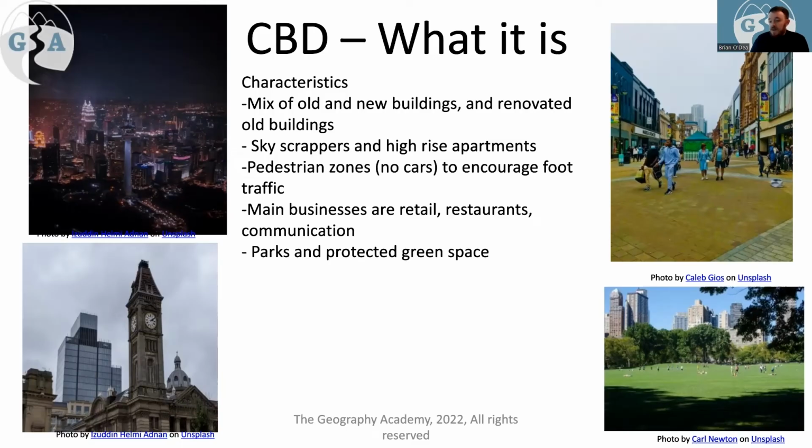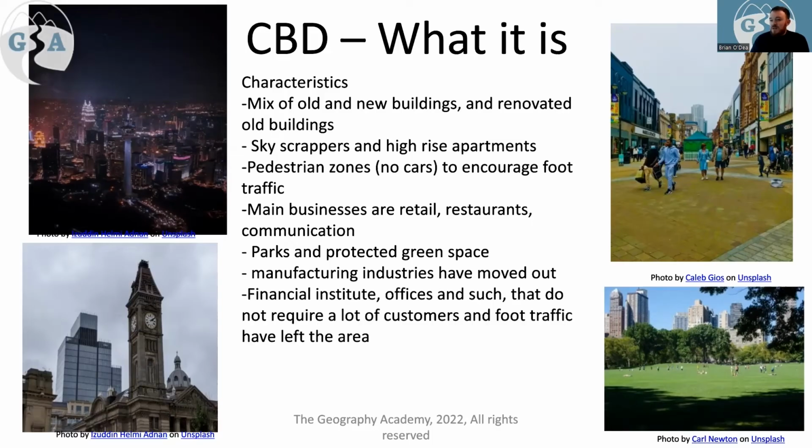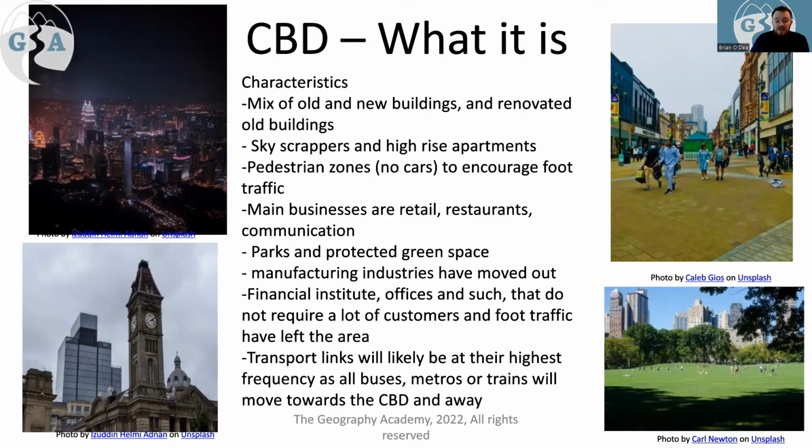Parks and open green spaces are protected, and often they're done at quite a high standard and they're quite safe places as well. They encourage lots of people to use them. And we see that the manufacturing industry, any kind of industries that are a little bit heavy, would have been taken out of there. And we also see that offices now might not particularly want to be based in the CBD. Transportation links, usually everything starts to go towards the center.